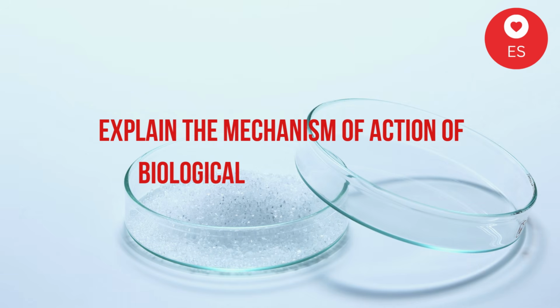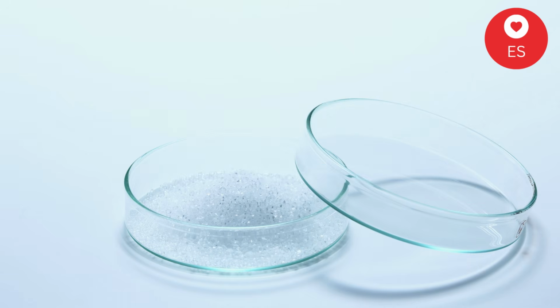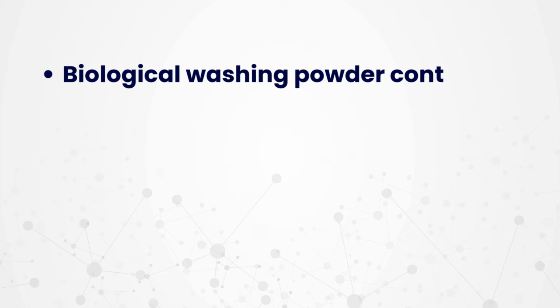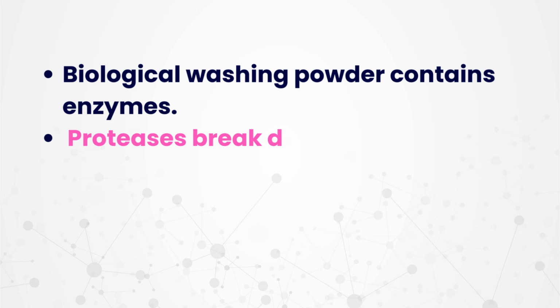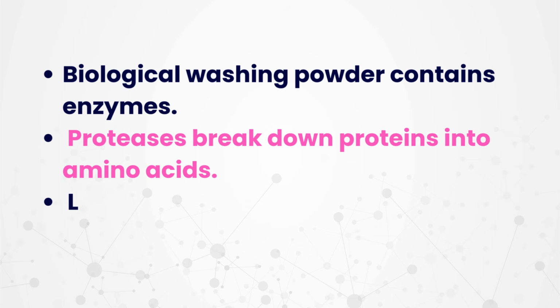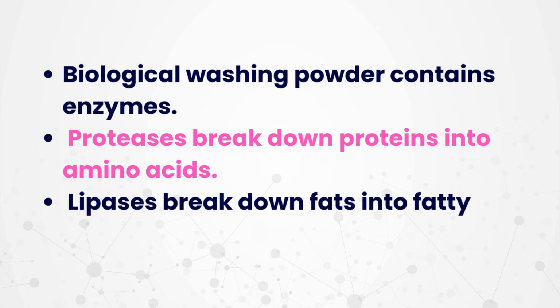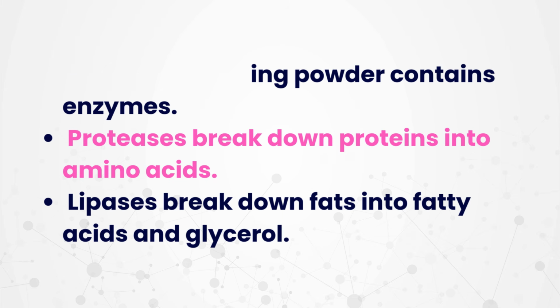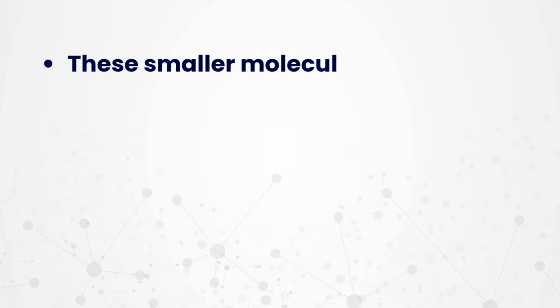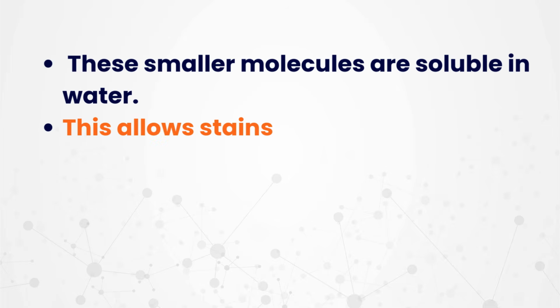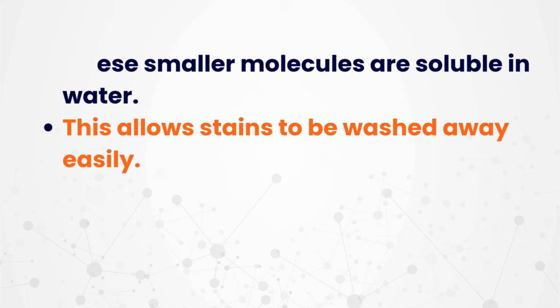Explain the mechanism of action of biological washing powder. Biological washing powder contains enzymes. Proteases break down proteins into amino acids. Lipases break down fats into fatty acids and glycerol. These smaller molecules are soluble in water. This allows stains to be washed away easily.